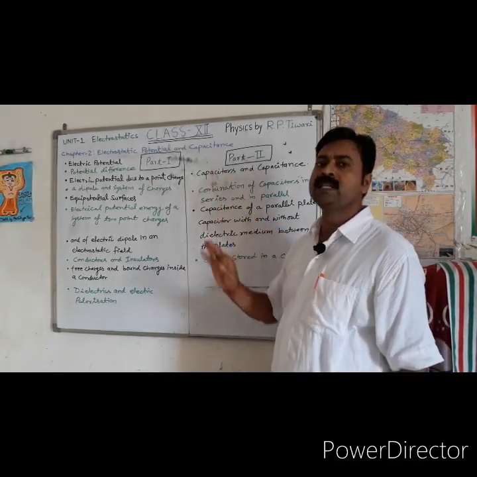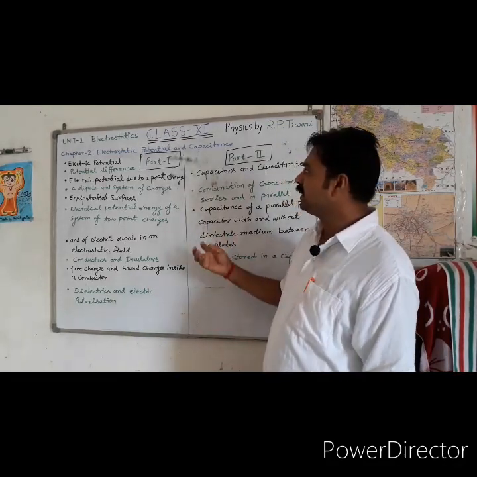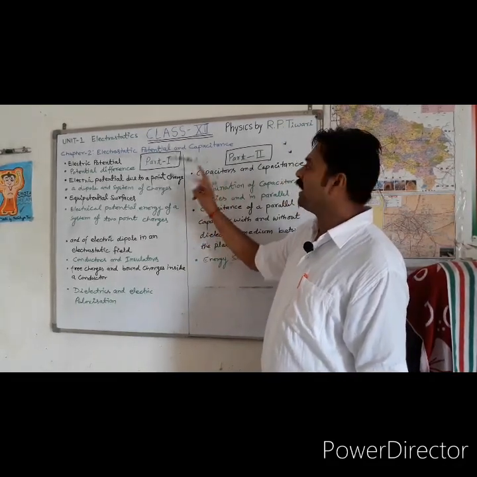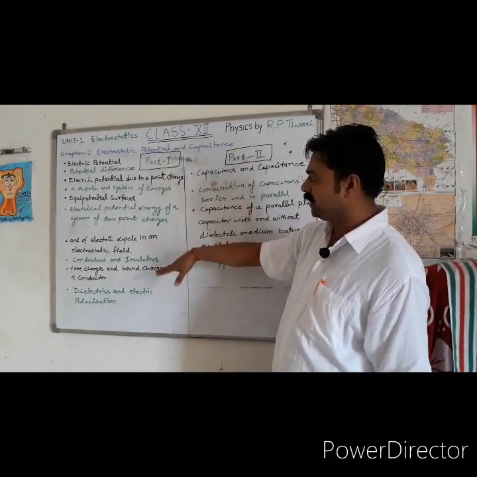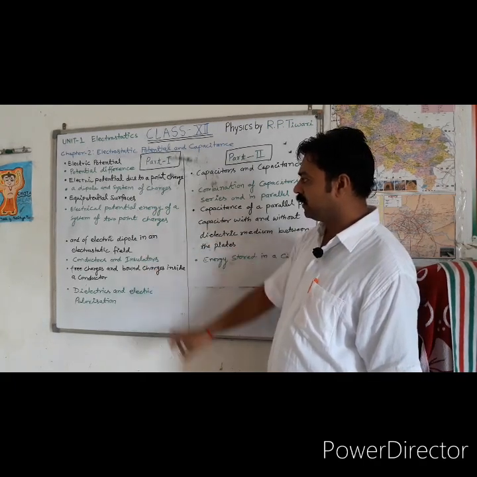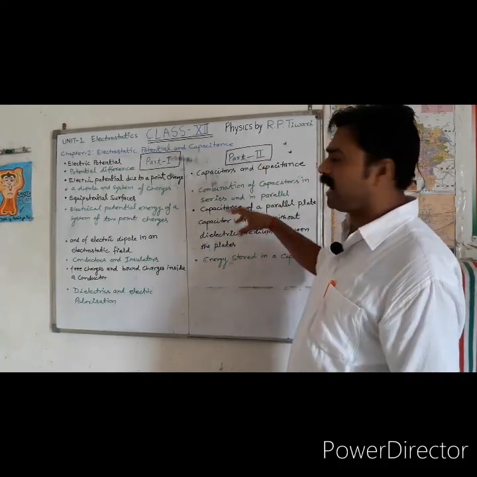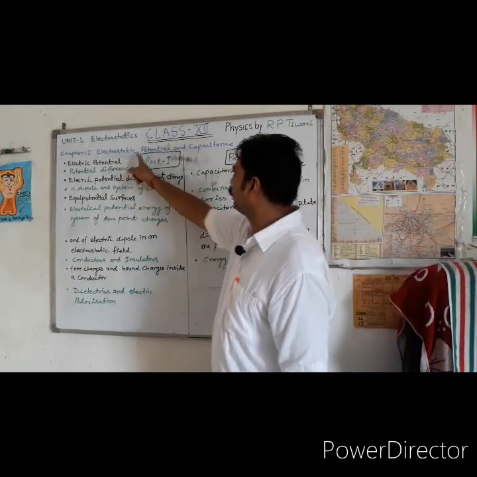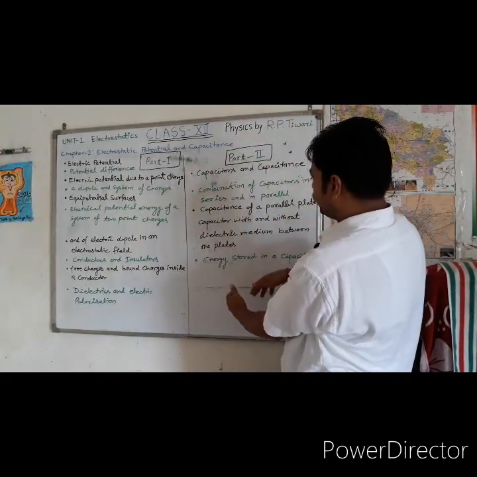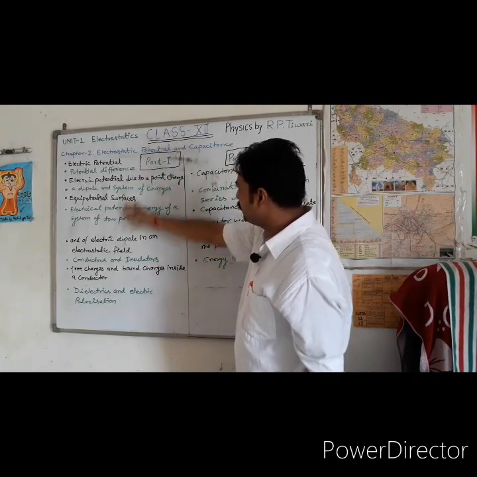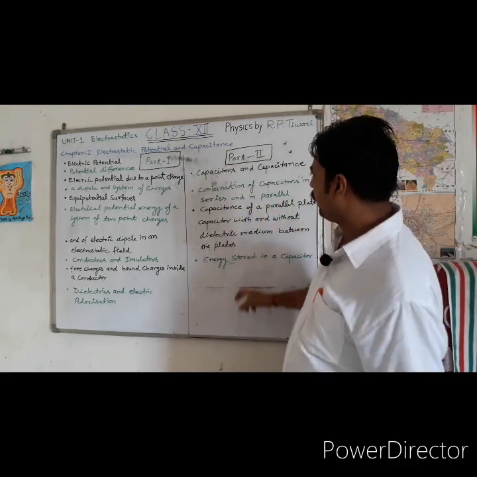Part 1 and part 2 are not mentioned in your syllabus. For your convenience, for easy going, we just divided it into two parts, part 1 and part 2. Part 1 covers potential and fields, and dielectric and conductor insulator, and part 2 is totally based on capacitors. Part 1 is electrostatic potential, and part 2 is based on capacitance.